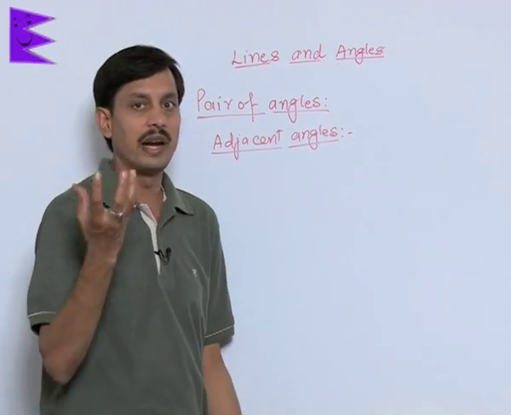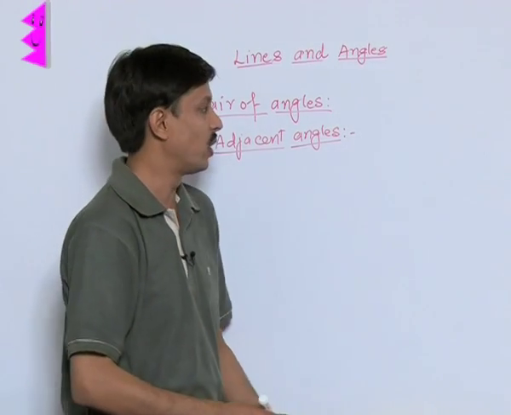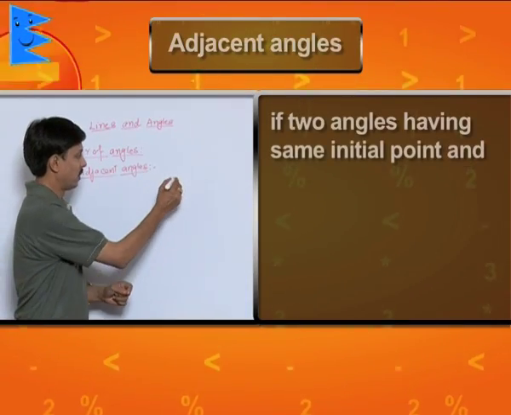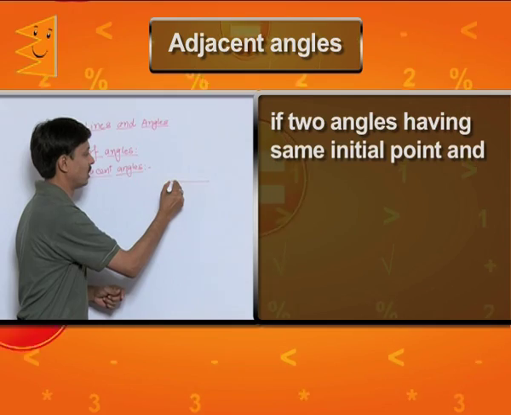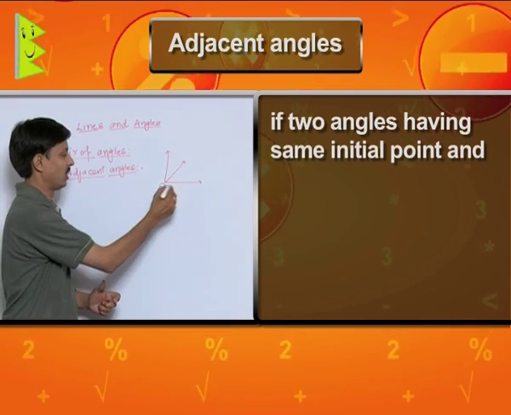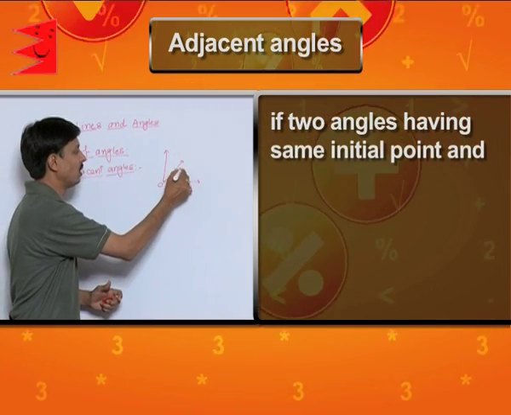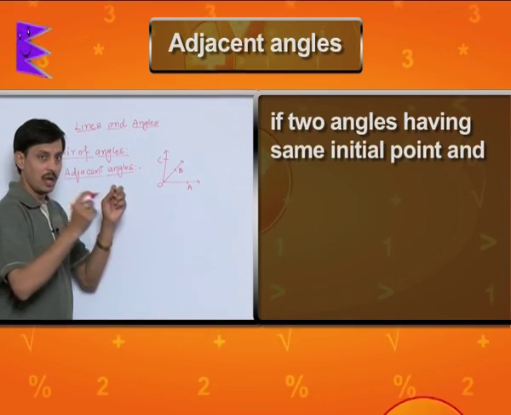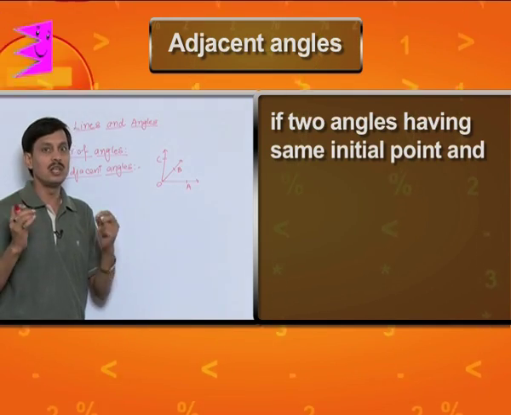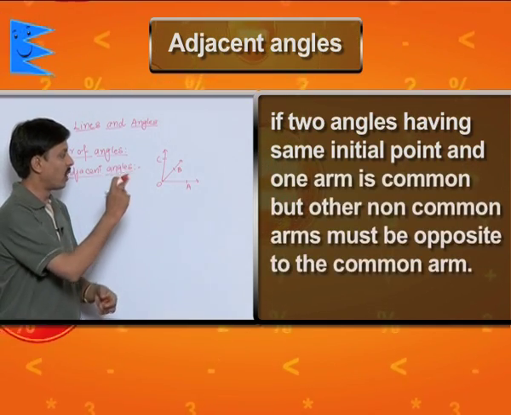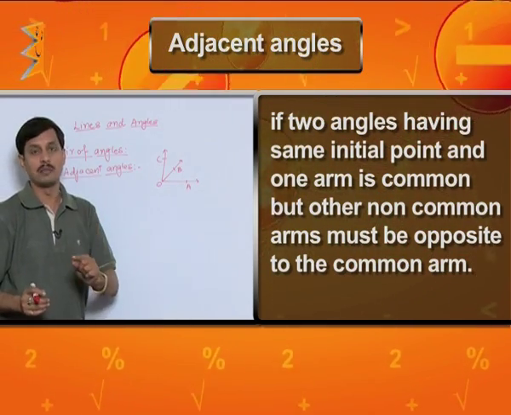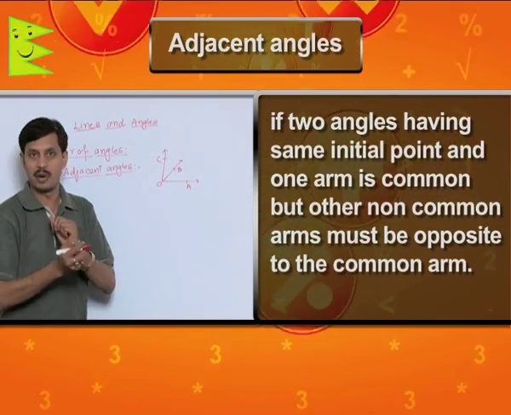What is the pair of adjacent angles? Very important fact to understand. The pair of adjacent angles means if two angles like this have the same initial point, starting point, that is, one of the angles is AOB, another is BOC. If two angles have the same initial or starting point and one arm is common, but the other non-common arms must be opposite to the common arm.